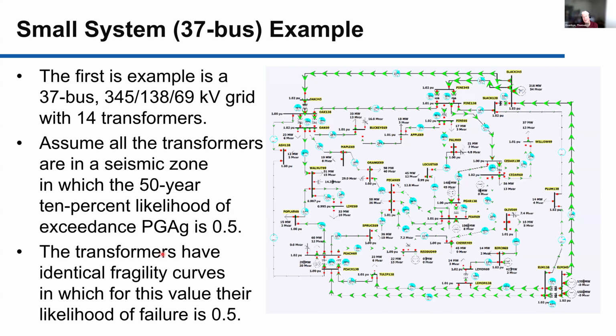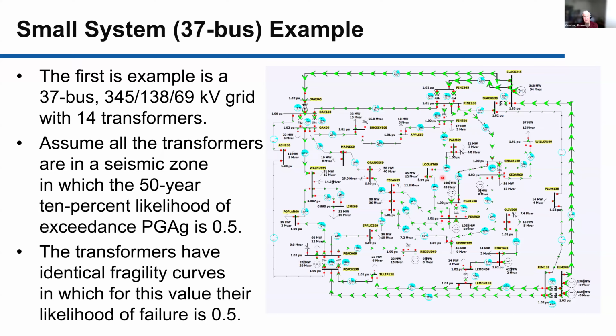results. So to give you an example of this, let's consider this 37 bus case here. It's got a 345, 138, 69 kV grid, and it's got 14 transformers in it. Let's assume that all the transformers are in a seismic zone in which the 50-year 10% likelihood of exceedance of PGA is 0.5 g. So we're going to model the response of this grid to that sort of earthquake. So we're going to assume that at all locations in the system, there is a 0.5 g earthquake. So that's the acceleration that these transformers experience.